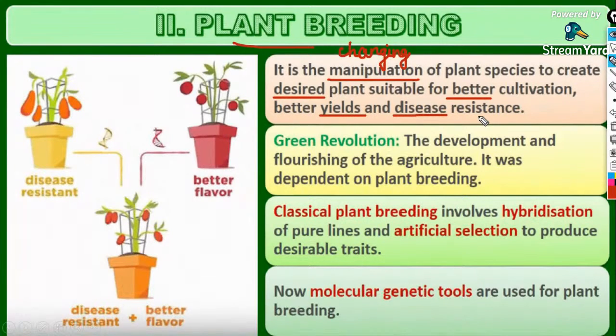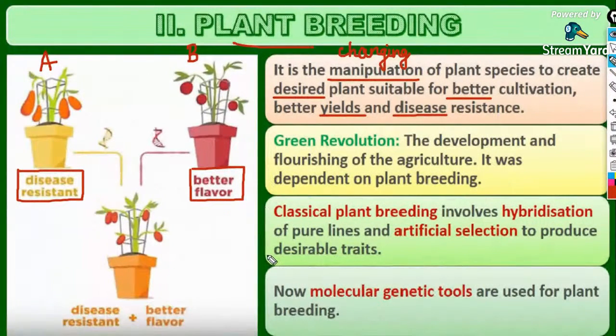So we are modifying a particular plant in such a way that we get the desired plant with a suitable character such as better yield, better productivity, disease resistant, etc. Suppose plant breeding involves a crossing of plants. Particular plant A, this plant is named as A and this is labeled as B. So this plant A is disease resistant and the plant B is flavor better, that is high flavored plant.